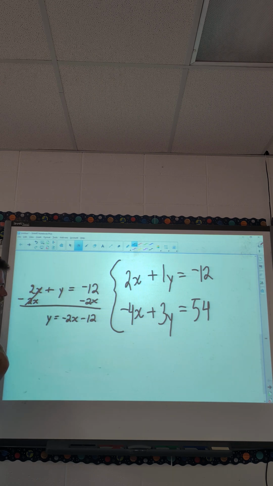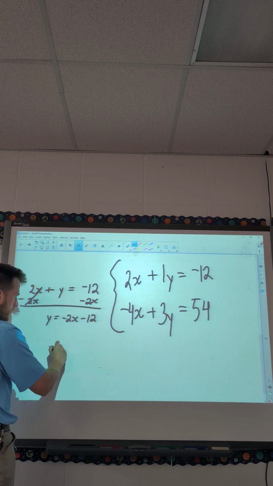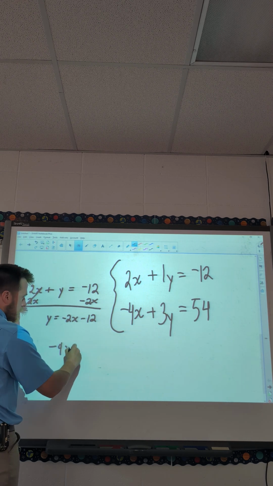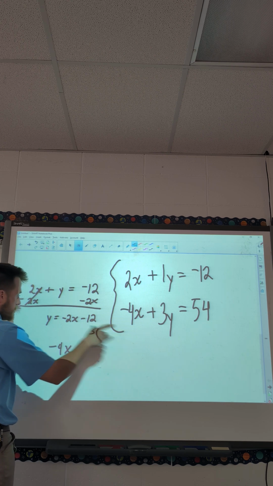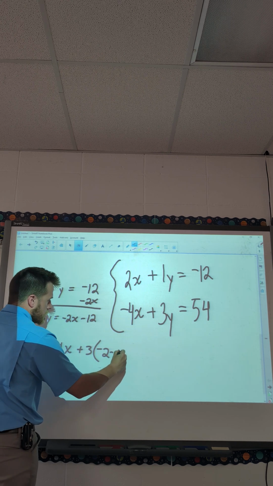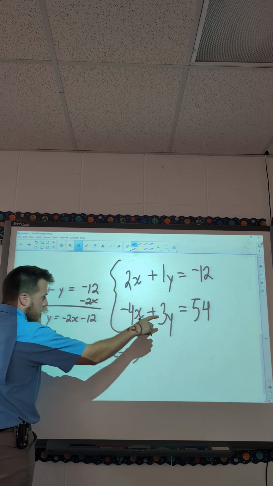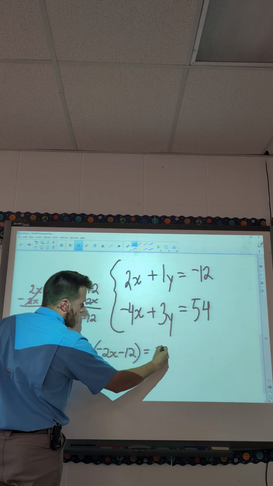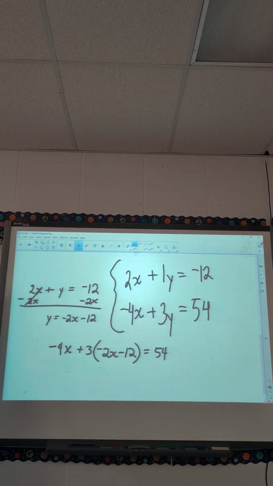Maybe the reason I don't like using substitution whenever I can get away with it is it ends up with an equation that once we substitute looks like this. So the second equation, negative 4x plus 3, and instead of y we'll substitute negative 2x minus 12, and now equals 54. And that's just gross and unpleasant to me. I don't know why. It's just, for me, too busy, too much going on.